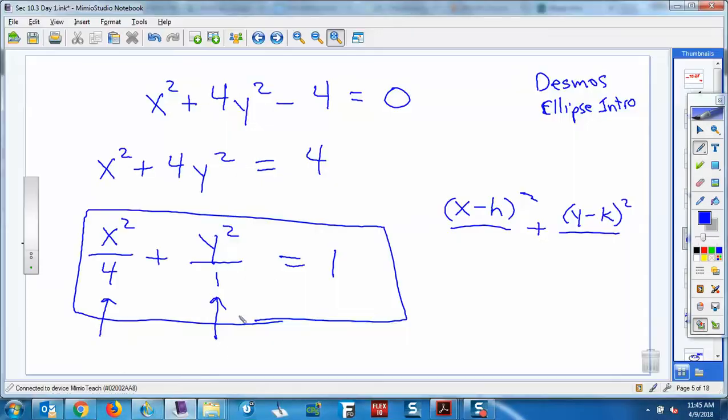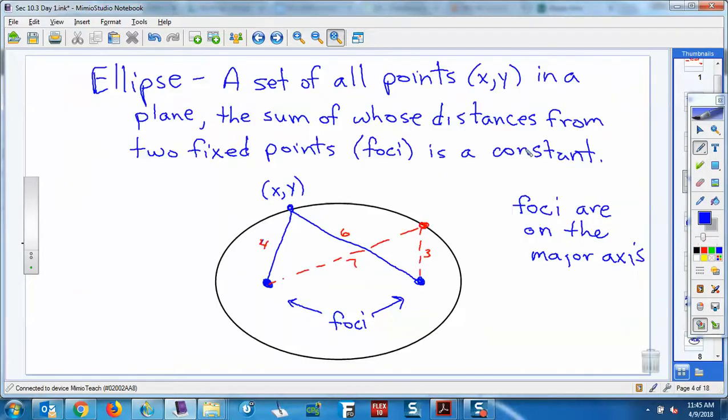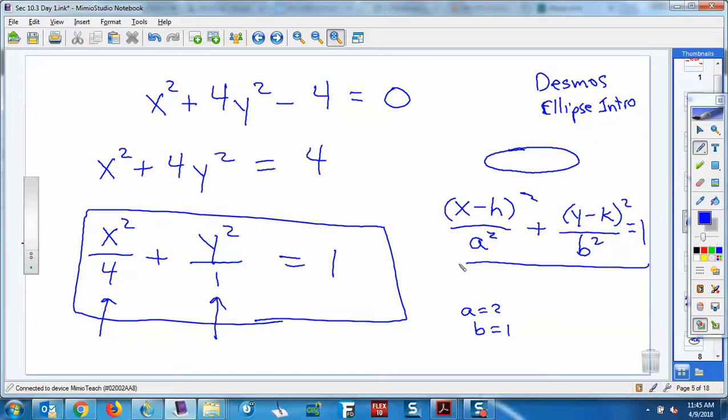Okay, let's go back to our equation. So we said the A was 2 and the B was 1. How does that play into this right here? Oh, that seems to be A squared. And this seems to be B squared. And it turns out that that is exactly right. Okay? So, here you go. This is our first standard form that we have for an ellipse. That is the standard form for an ellipse that is horizontal.